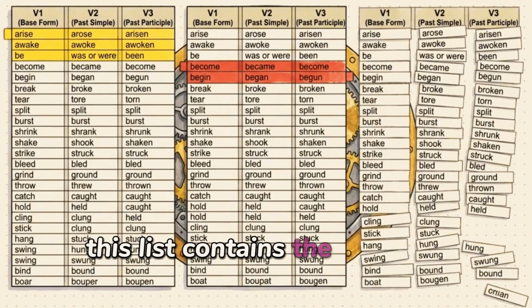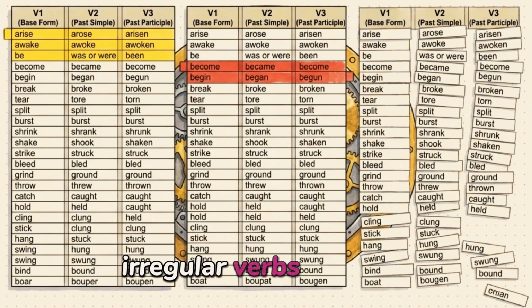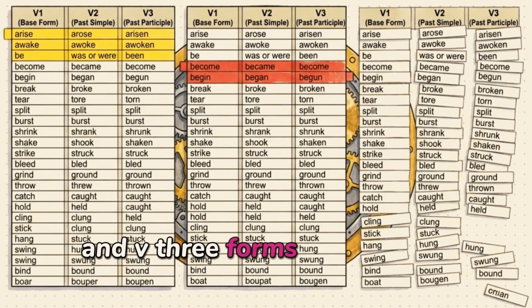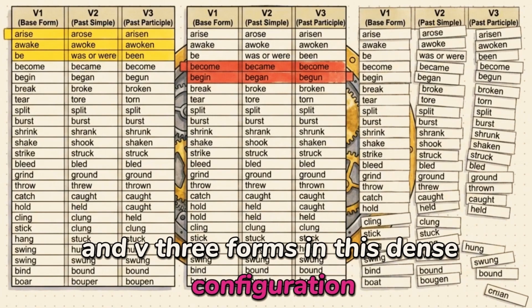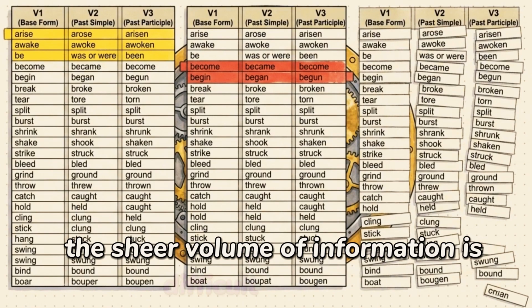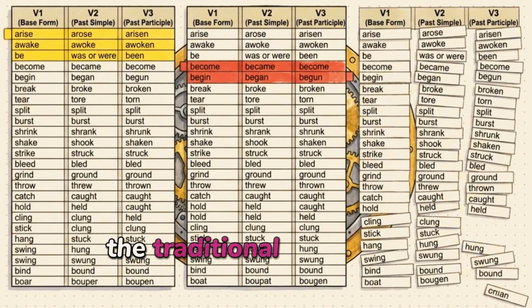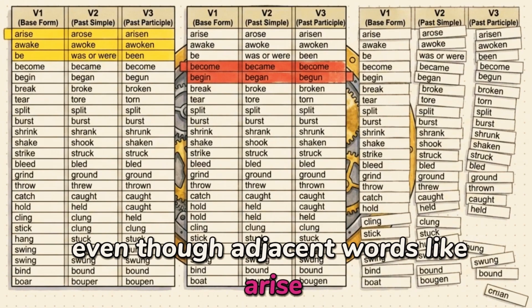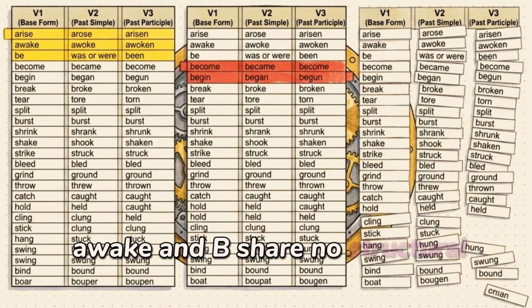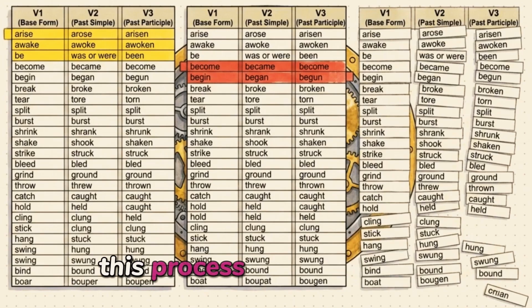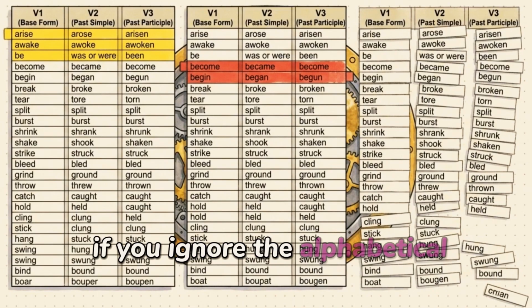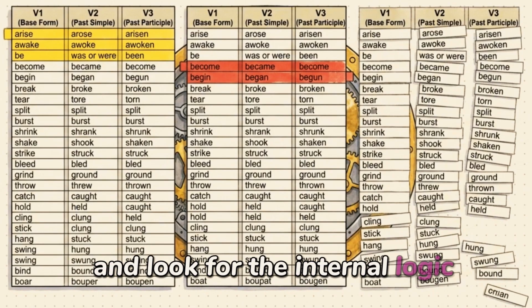This list contains the 100 most common irregular verbs in English, across their V1, V2, and V3 forms. In this dense configuration, the sheer volume of information is difficult to process. The traditional approach to learning this list relies on alphabetical memorization. You study the words from A to Z, even though adjacent words like arise, awake, and be share no structural connection.